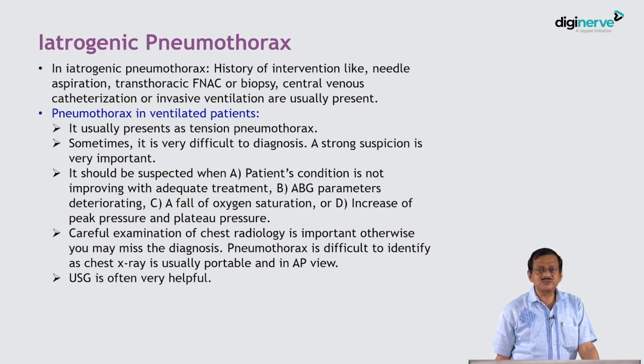Why? Because in the ICU, X-rays are done in AP view. The patient is lying, so an AP view X-ray is taken, and usually the quality of the X-ray is not so good. So it is very difficult to diagnose pneumothorax by chest radiology. The deep sulcus sign is sometimes helpful in diagnosing pneumothorax.